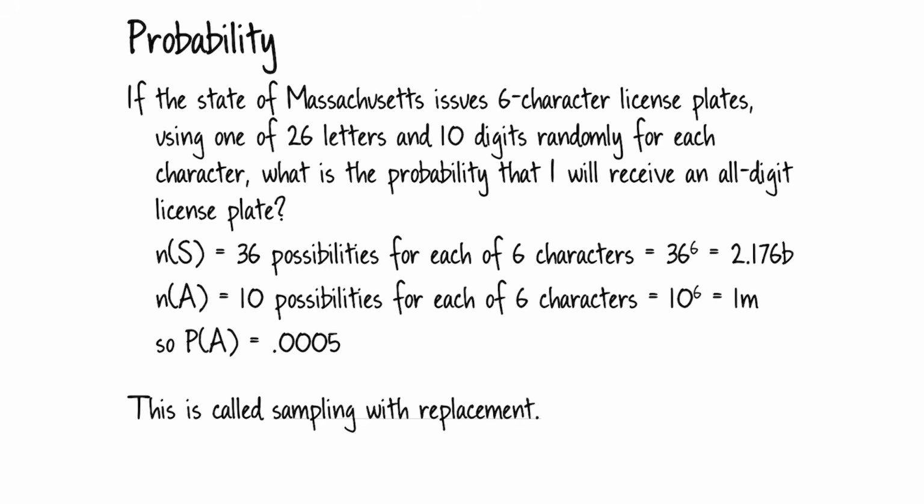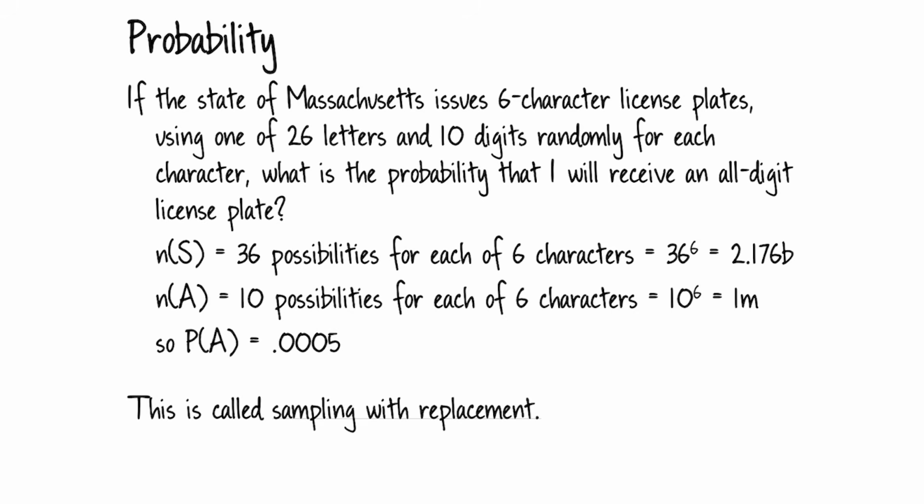So the total number of possibilities is 36 to the 6th. And if I typed it into my calculator correctly, that's 2.176 billion. So we have a lot of possible license plate numbers.